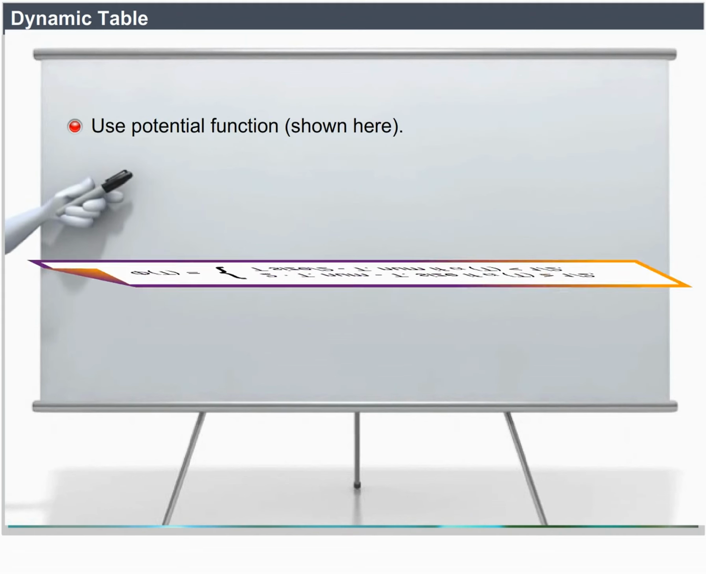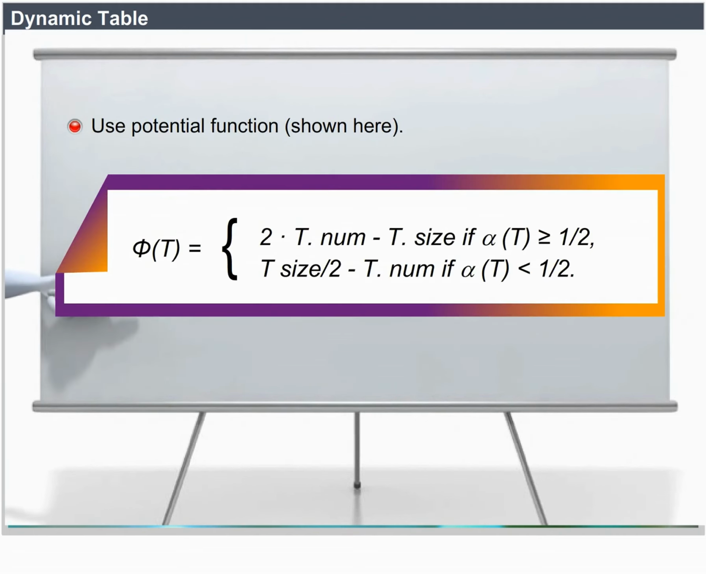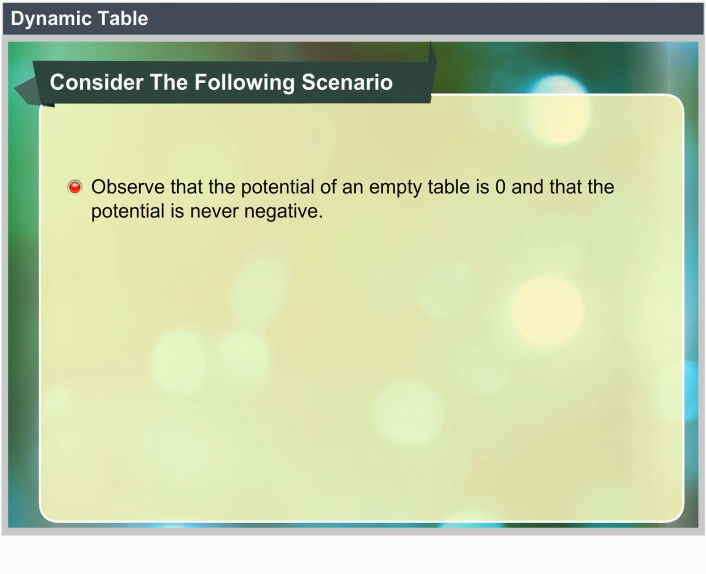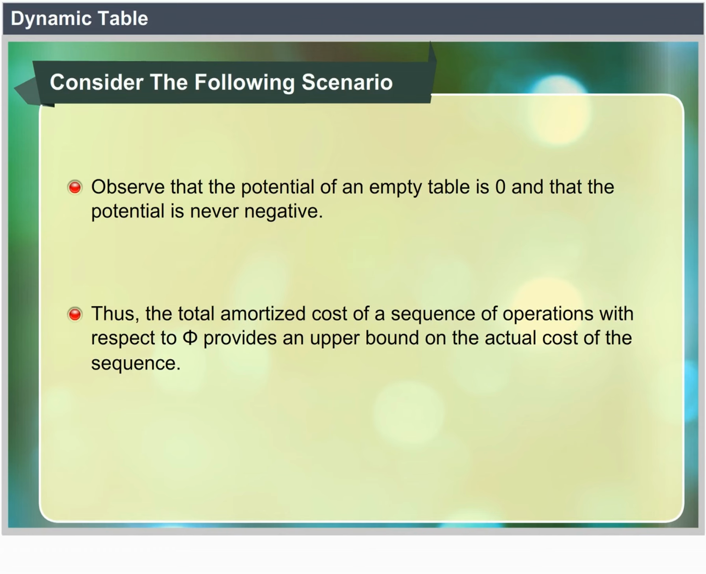Use the potential function which is shown here. Observe that the potential of an empty table is 0 and that the potential is never negative. Thus, the total amortized cost of a sequence of operations with respect to phi provides an upper bound on the actual cost of the sequence.